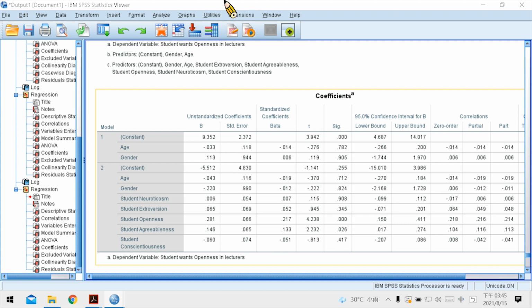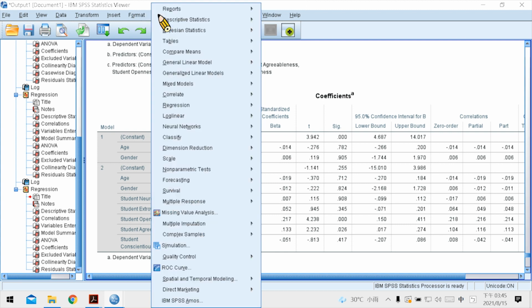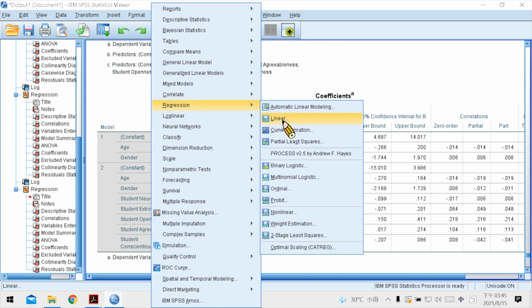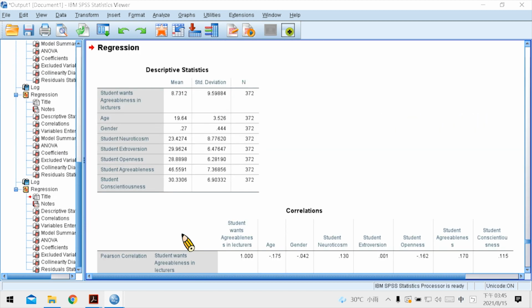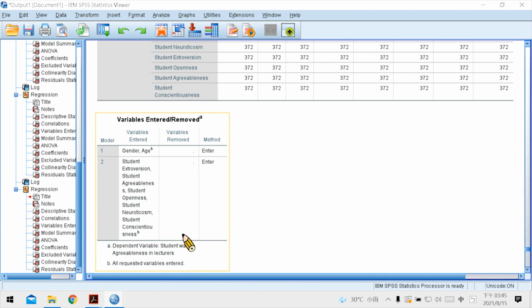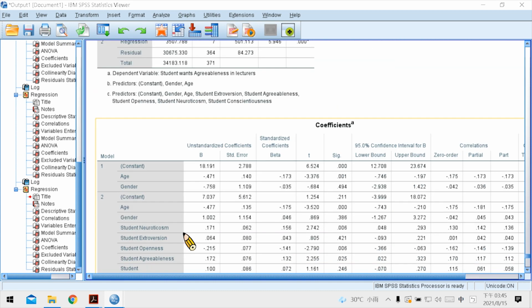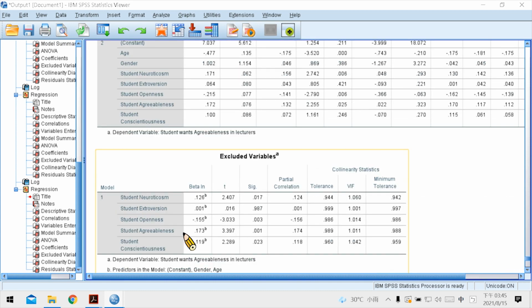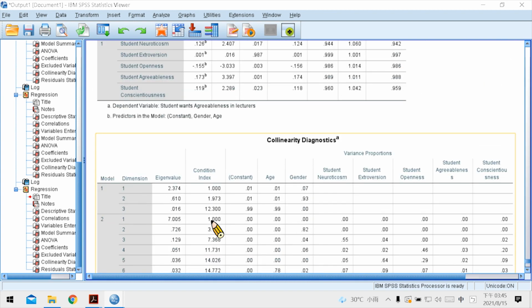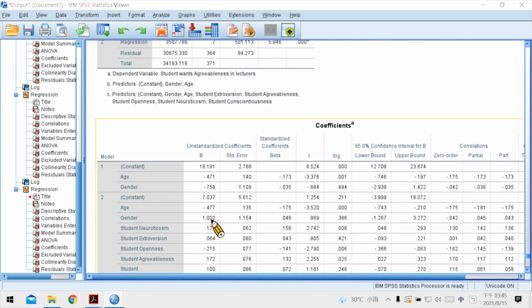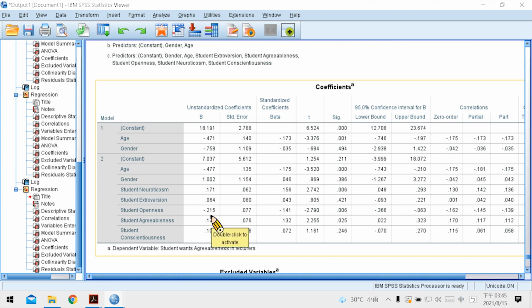And the fourth is the analyze regression. Student 1, agreeableness in lecture. Okay, so we see the coefficient.